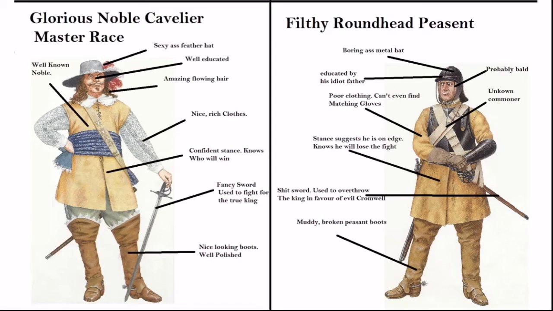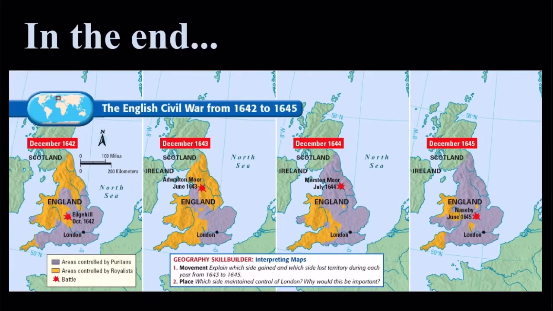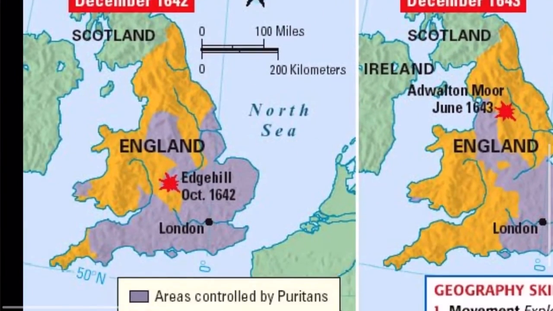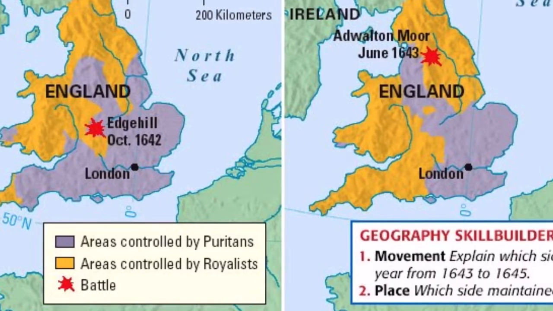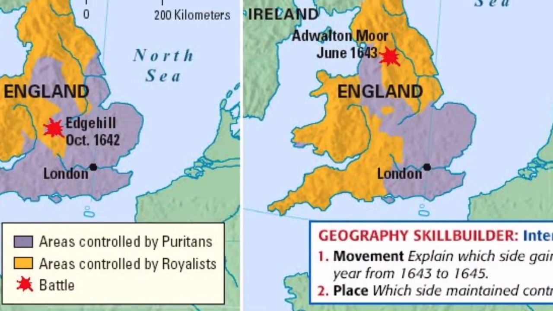But basically, the Cavaliers are like these rich, snotty people. The Roundheads are more humble about their ways. And so in the end, what happens is England changes. It starts off with the royals and the Puritans having equal land, but then it starts to unfold and these battles start to take place.